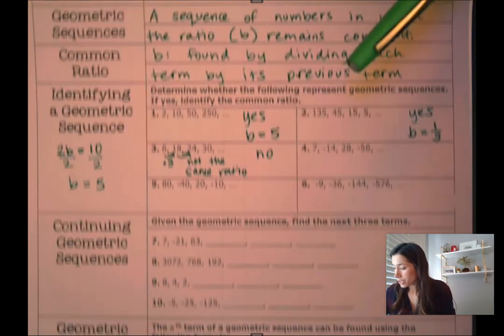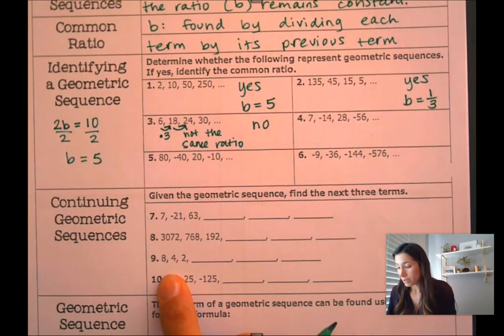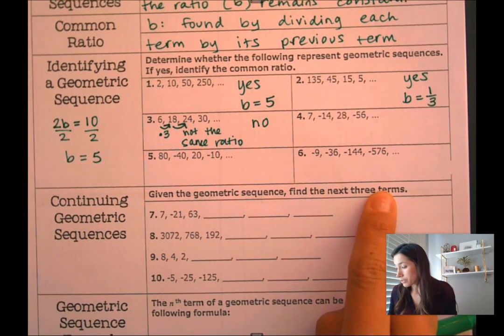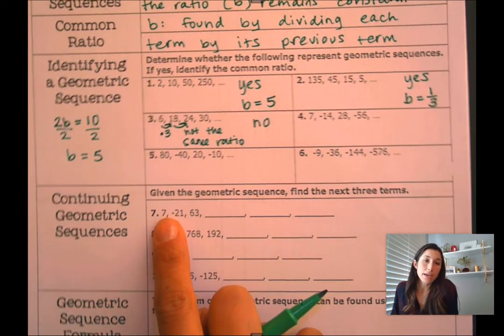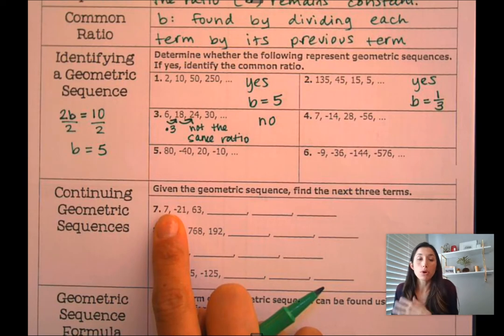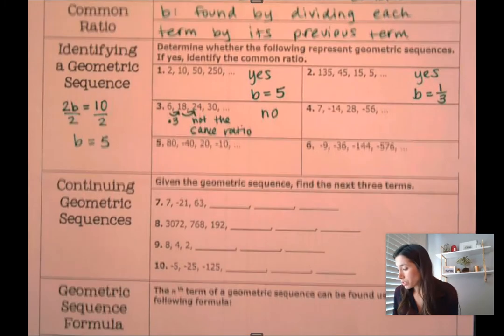And in questions 7 through 10, given the sequence, find the next three terms. So you're not having to decide whether it is a common ratio or not, or whether it is a geometric sequence or not. It is telling you that it is. So let's just do one example together.